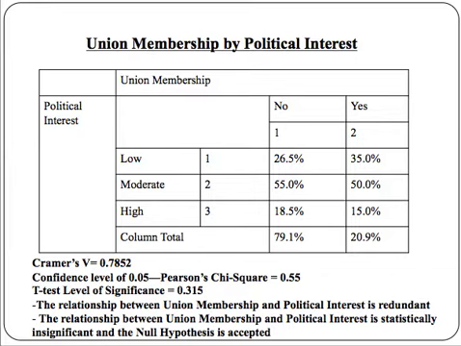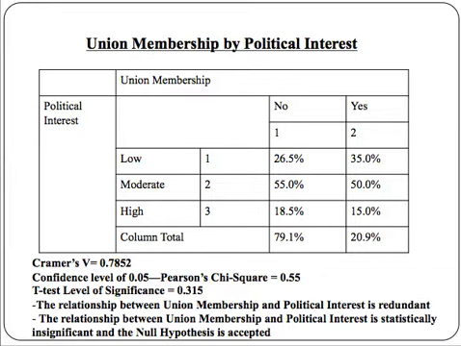With reference to the t-test, the level of significance is 0.315, meaning that there's a high probability that the difference in the sample is due to a sampling error. In sum, in the population, there is no difference between those who are members of a union and those who are not.